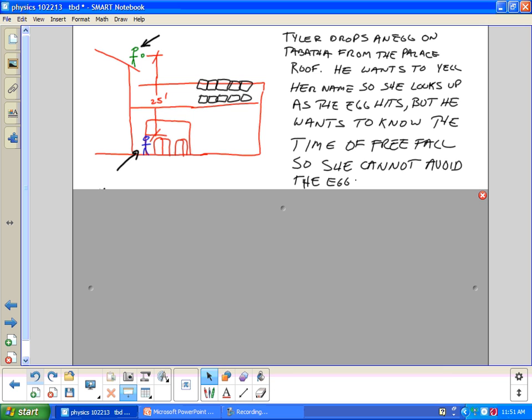The first thing we got to do is figure out what we have here for problems. Well, okay, so we're going to figure out how long the egg falls. And we all agreed before we turned on the recorder that it's about 25 feet from the edge of the Palace roof to the top of Tabby's head. Okay? So here we go. I would argue that you got to do the knowns first.